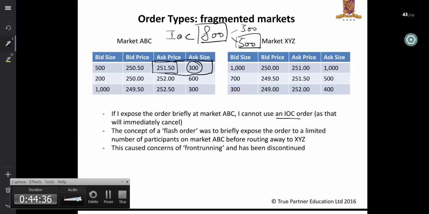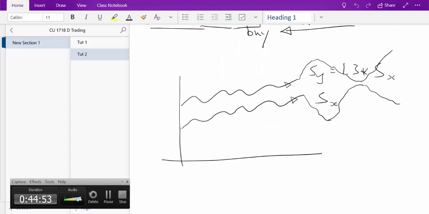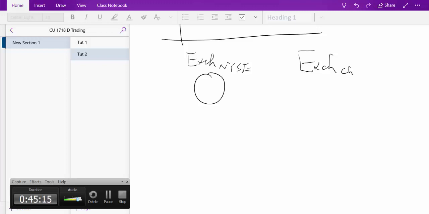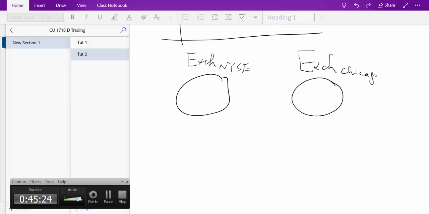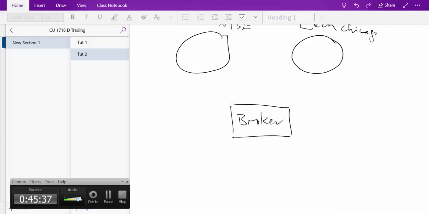The idea is, okay, then how should I handle that? Now here is where it gets interesting, and I wasn't really going to talk about a flash order, but I guess I should, because it's mentioned here. The way they work is like this. There are different exchanges. Maybe this is the New York Stock Exchange, and then there's, let's say, Chicago. So you have different exchanges, and of course, they compete for business. And then there's your broker, your stockbroker, and then there's the customer.